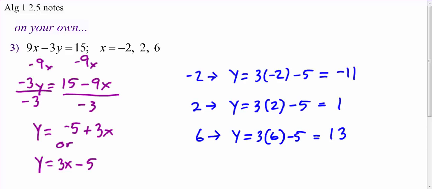Welcome back. You can see my solutions here. First, as the instructions called for, we solved for y. I found that y was equal to negative 5 plus 3x, which I prefer to write as 3x minus 5, although either way would be totally fine. And then you can see I plugged in the three given values, negative 2, positive 2, and 6, and got the results that you see there. Alright, so there's a little bit of work on these, but the main thing is, can you solve for y? If you can, plugging in numbers, not too big of a deal.